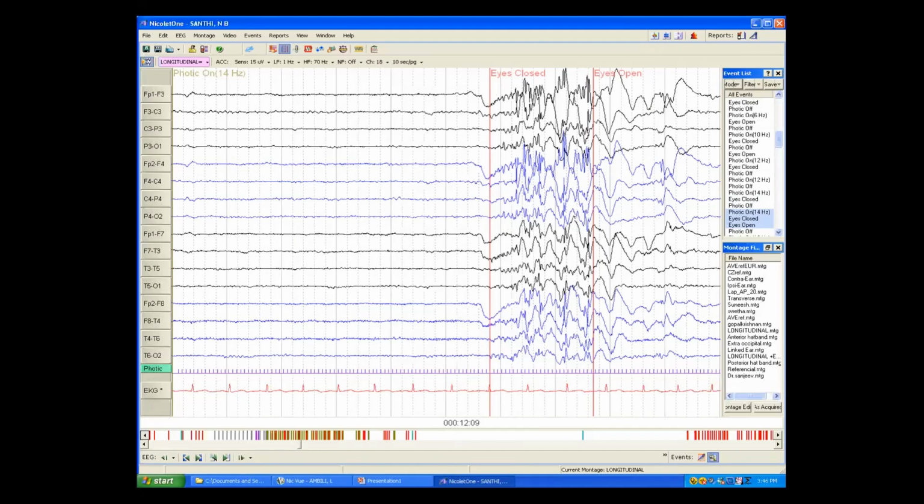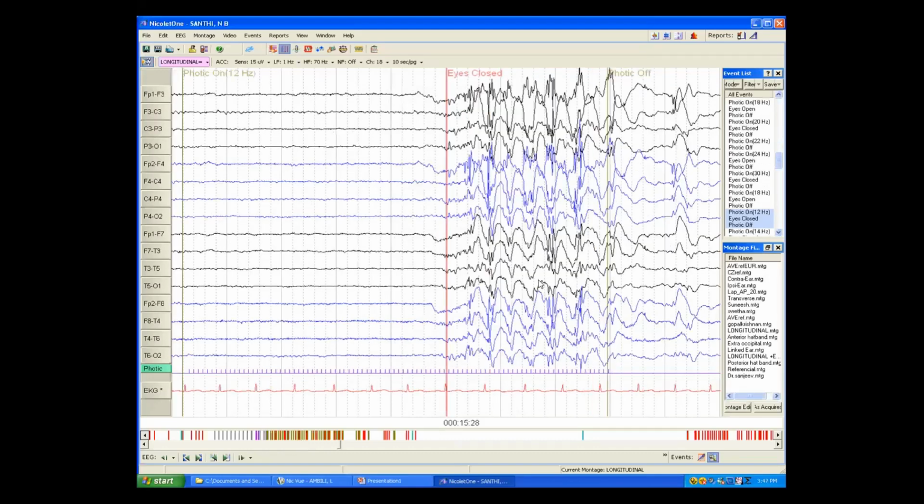You can see that with photic stimulation on eyes closed, you are getting these discharges, but when you open the eyes, the discharges come down. So eye closure is again a kind of photic response, or a visual stimulus. Eye closure is a kind of visual stimulus equivalent to the photic stimulus.